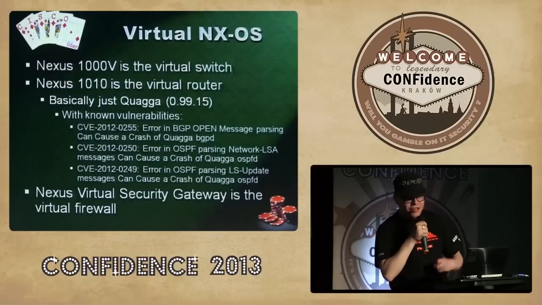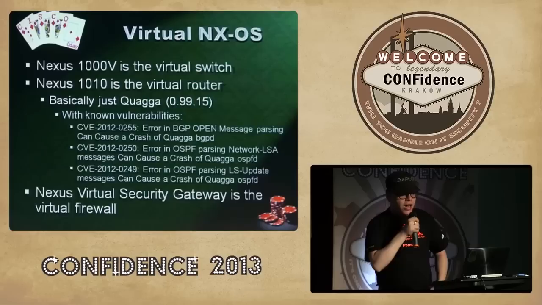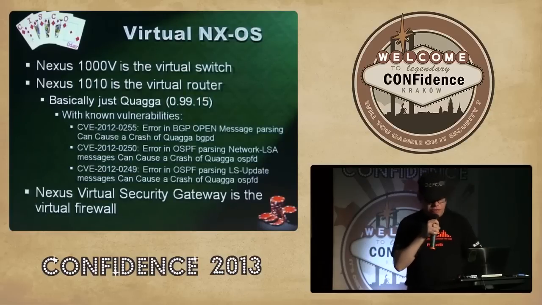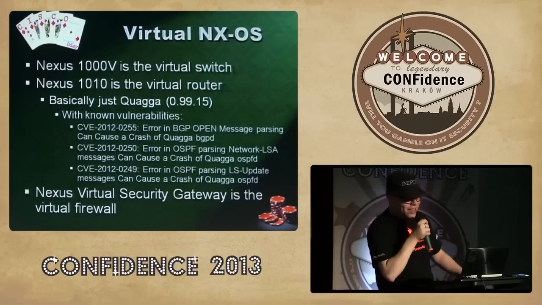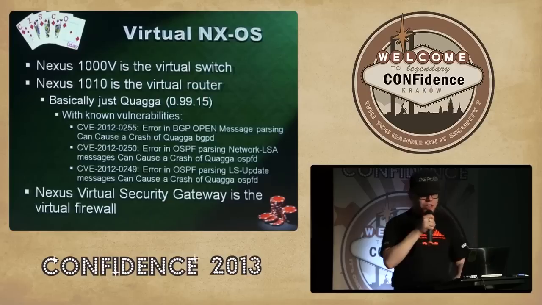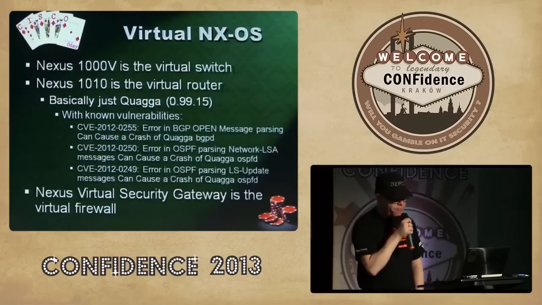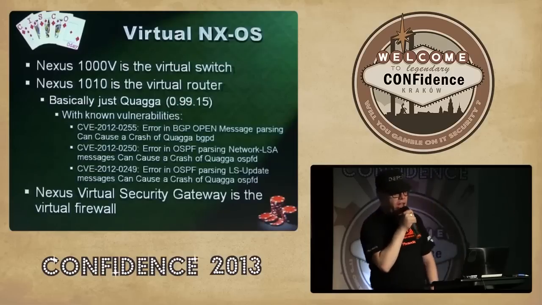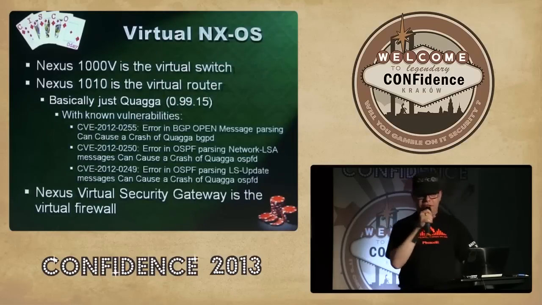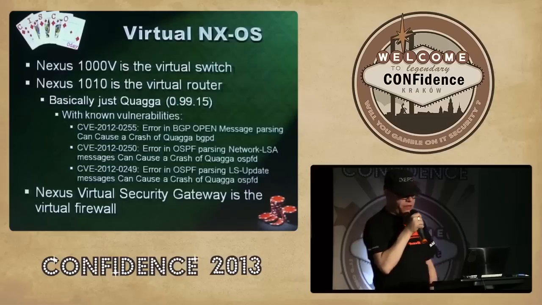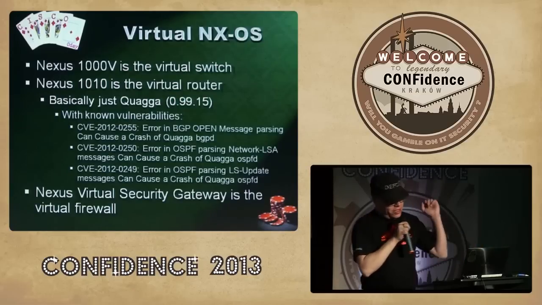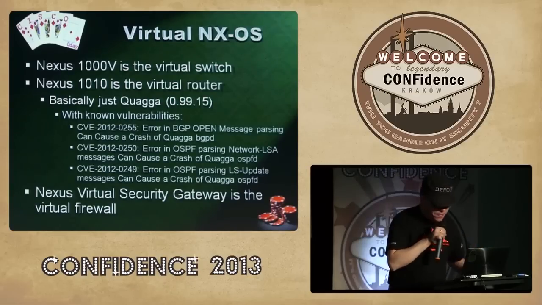So, you know, they essentially build a Linux distro. The routing daemon they use is Quagga. However, it is not a really fresh Quagga because it has known vulnerabilities. So if you want to own this router, you just source audit Quagga and be done with that. There's also a virtual security gateway, Nexus Virtual Security Gateway, or VSG, which is the firewall component of that. And we're going to mention the VSG one time more later.